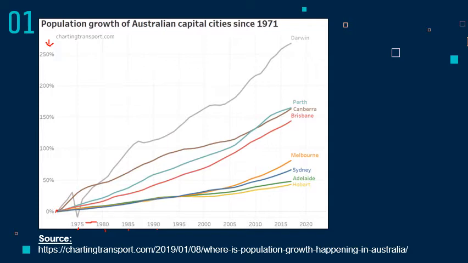Now I want to see what data they're plotting on here. So I can see I've got different colors for each of the capital cities. I've got Darwin, Perth, Canberra, Brisbane, etc.